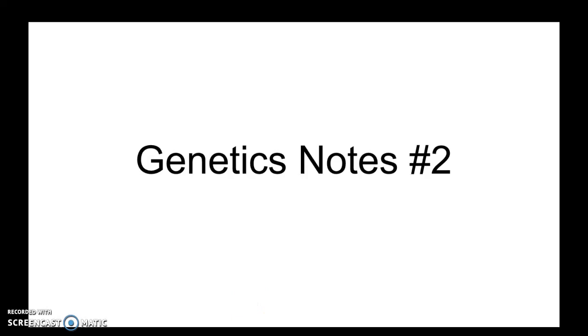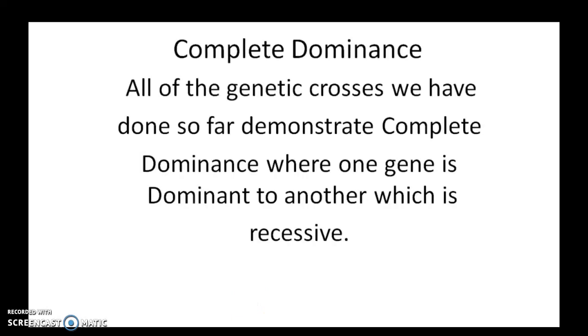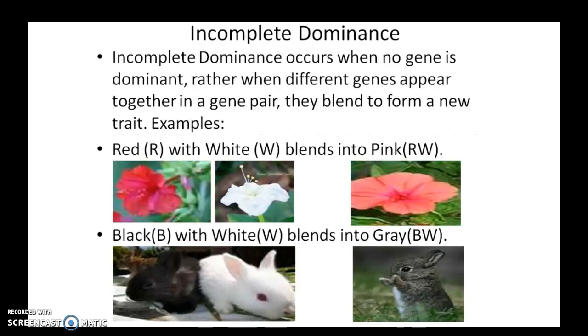So here's the second part of notes from this chapter. Complete dominance. All of the genetic crosses we have done so far from worksheet 1 and 2 demonstrate what's called complete dominance. This is where one gene is dominant to another, which is recessive. So we have that dominant gene masking a recessive gene. Today we're going to talk about incomplete dominance and codominance.